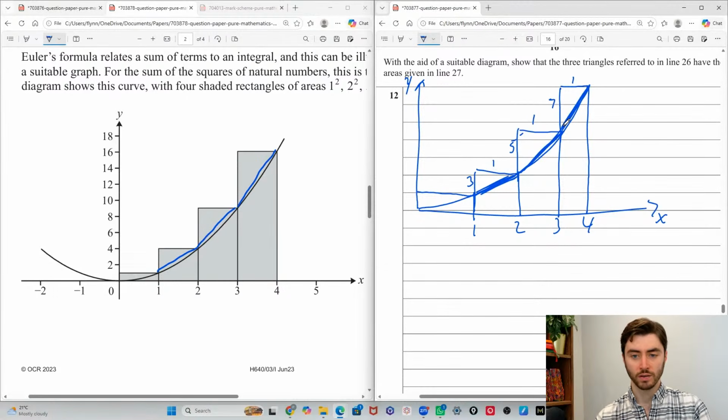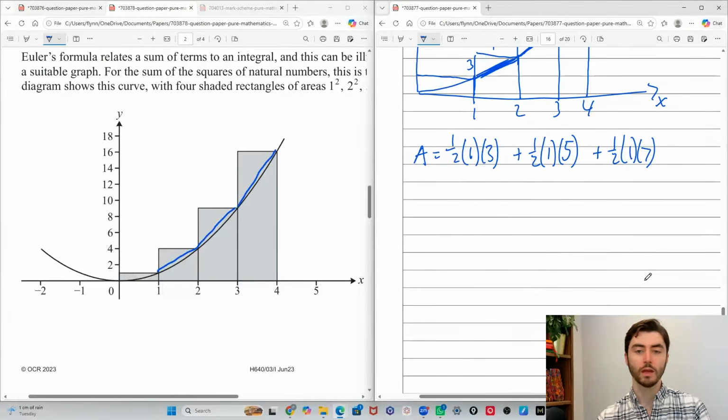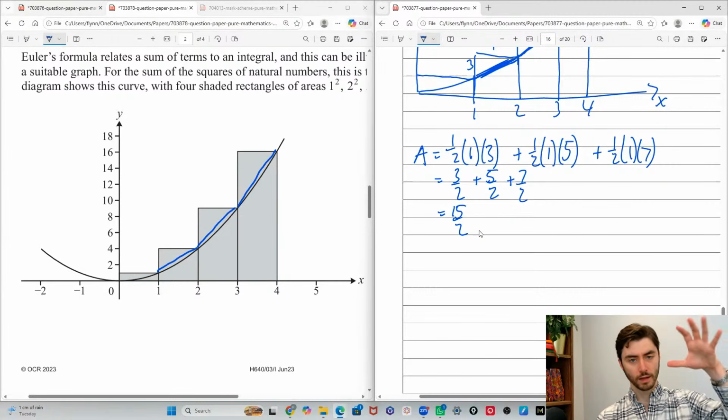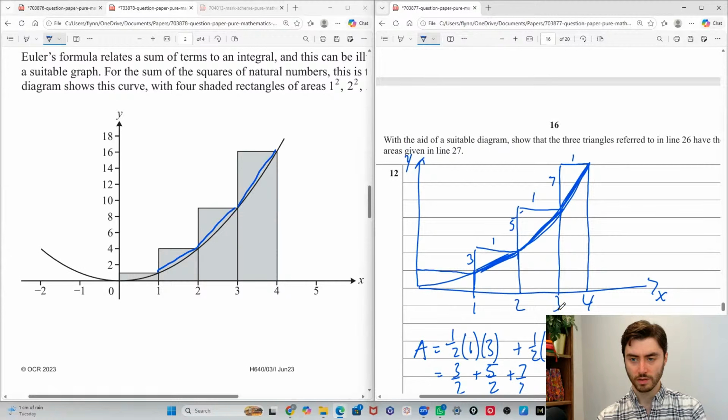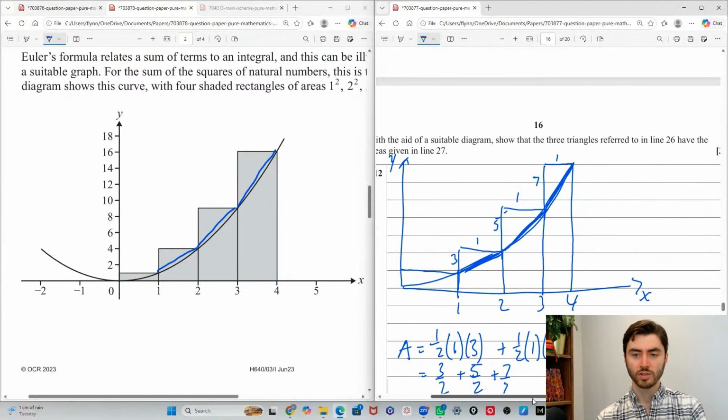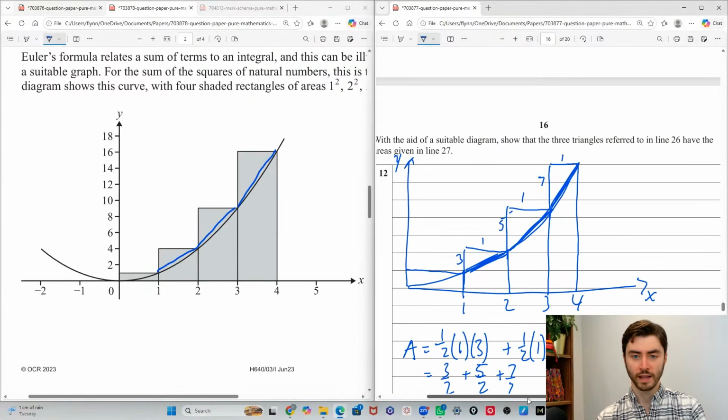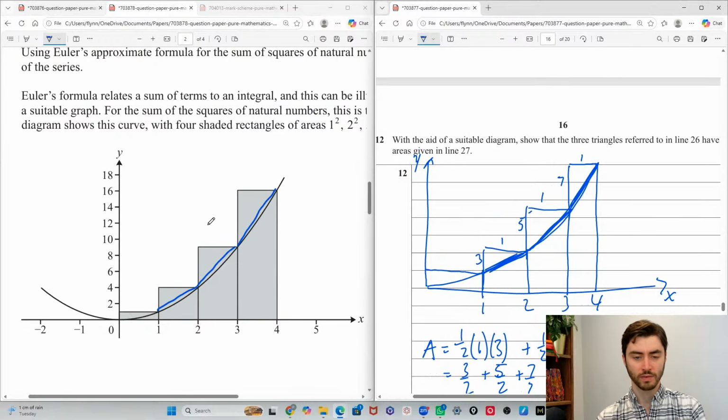So the area of the three triangles will be a half times the base of 1 times the height of 3, plus a half times the base of 1 times the height of 5, plus a half times the base of 1 times the height of 7. So that is 3 over 2 plus 5 over 2 plus 7 over 2, which is 15 over 2. Okay, so that is the area of the three triangles. So I have to show that the three triangles referred to, I've done that, have the areas given in line 27.